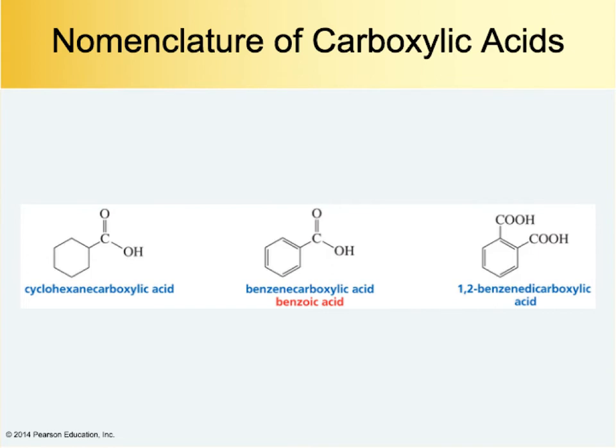Incorporate some rings. This middle guy you should know already, that's benzoic acid. So a carboxylic acid on a benzene ring is benzoic acid, or benzene carboxylic acid. Here, the substituent off of the carboxylic acid would be cyclohexyl, so cyclohexane carboxylic acid. Carboxylic acid is the main part.